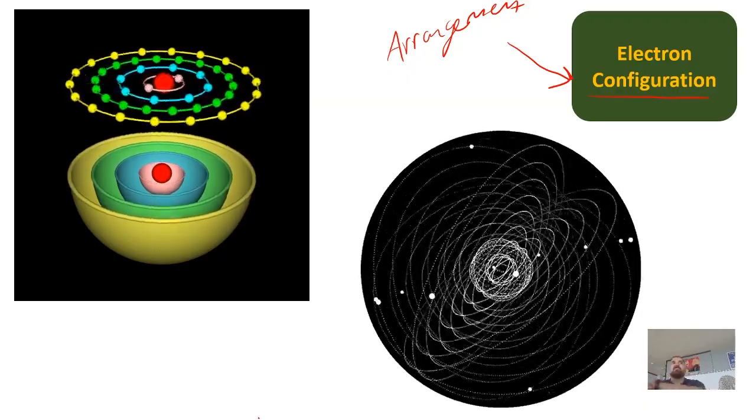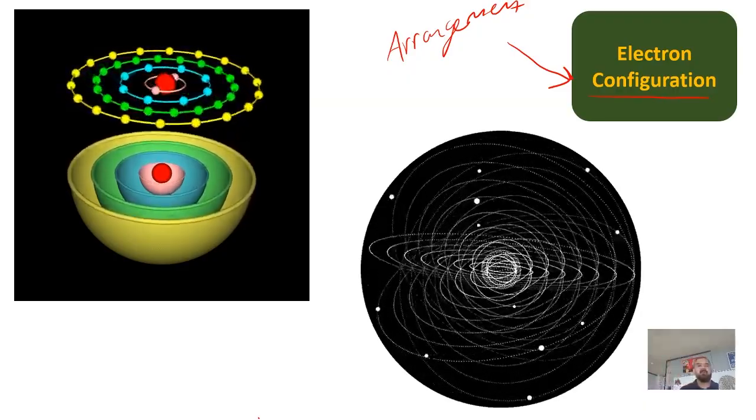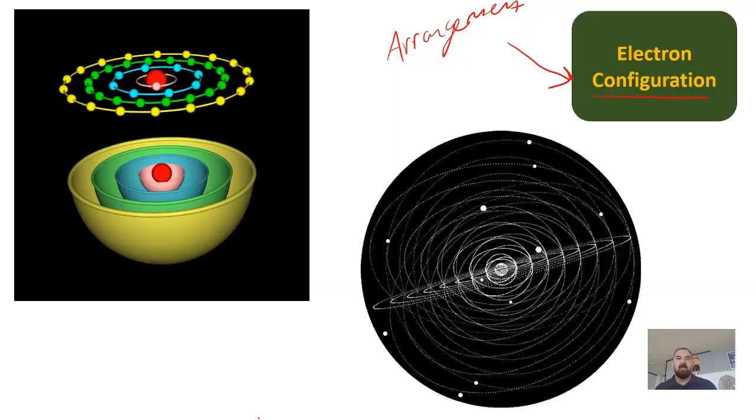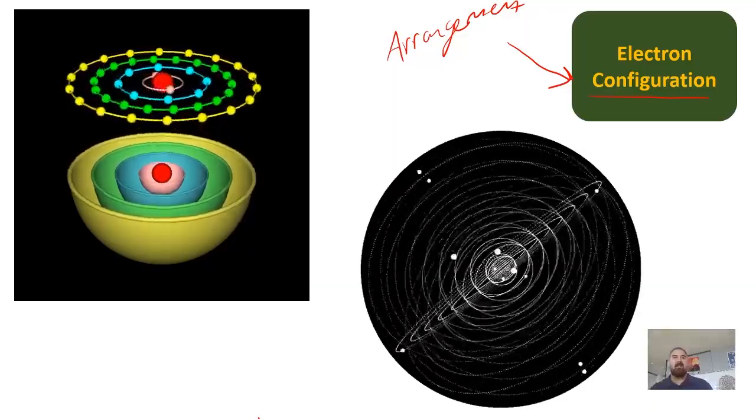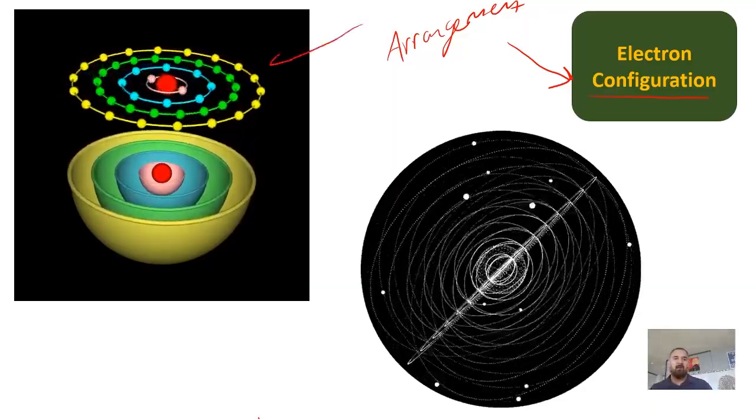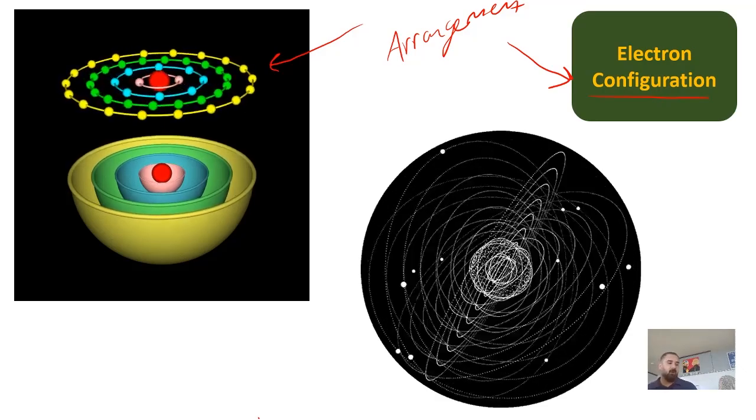A configuration is just an arrangement. And when we talk about electron configuration, we're talking about the arrangement of electrons. And what you're going to find out today is that basically they all have a specific place where they go. All right, let's move on.